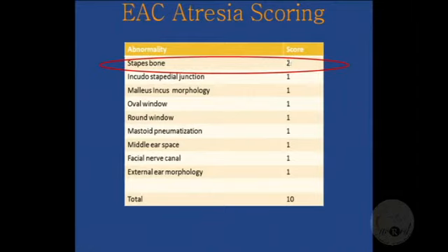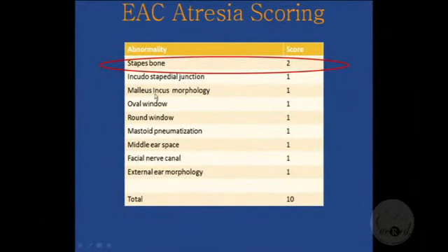Actually, this is not the order in which it is in the literature. In the actual literature, I don't know why they did it the way they did, but I reordered it in such a way that it is easier to understand and easier to remember. So here: stapes bone, incudostapedial junction, and malleus incus morphology. Basically, it indicates everything in the ossicular chain: incus, malleus, stapes, and the stapes bone itself, the morphology.